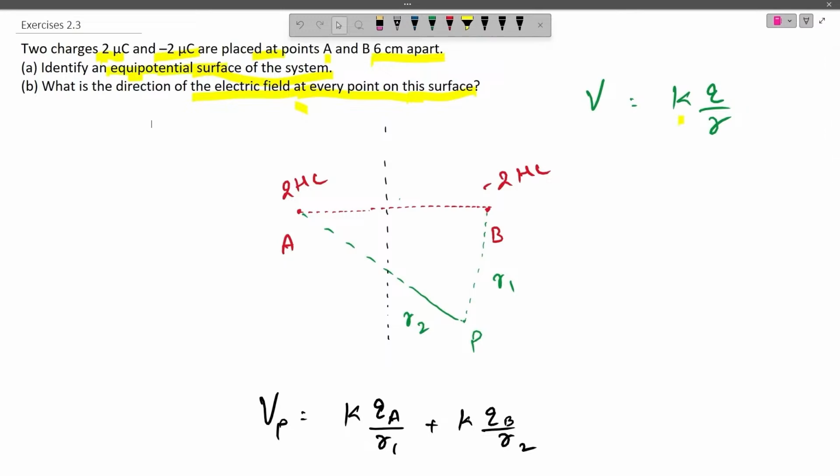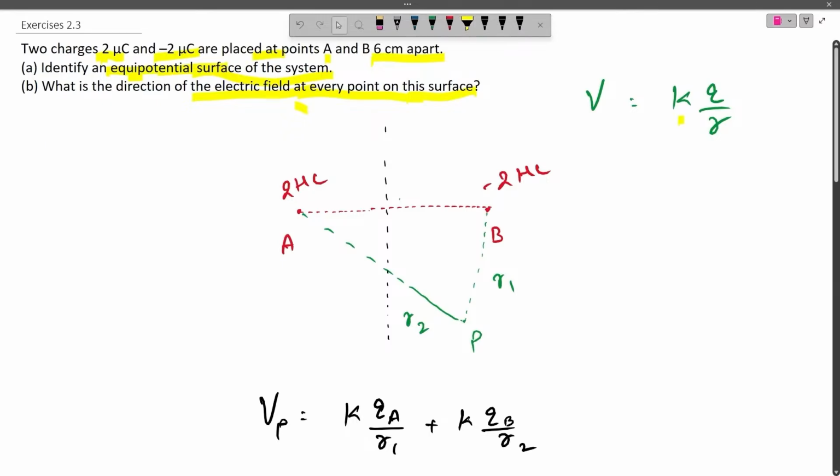So equipotential surface is a surface on which electric potential remains constant. No work is done in moving a charge along this equipotential surface. The system of charge is given as there are 2 points A and B, that are 6 centimeter apart, and on A there is a positive charge of 2 microcoulomb and on B there is a negative charge of 2 microcoulomb. We have to find out the equipotential surface of this charge configuration.